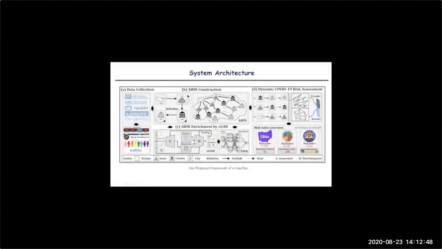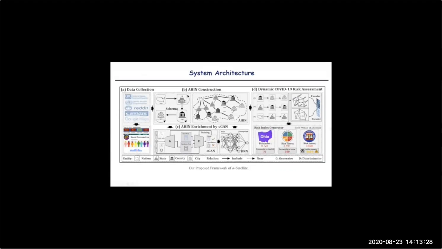And then by enriching the constructed attributed heterogeneous information network to leverage both vertical and horizontal information. Vertical means we not only consider the given area, but also its affiliated county and state, like the related data. And horizontal means we not only consider the individual area, but also its neighborhood information to comprehensively estimate the COVID-19 risk.